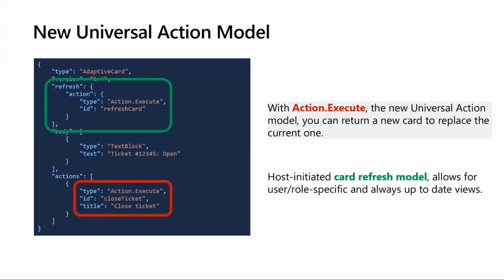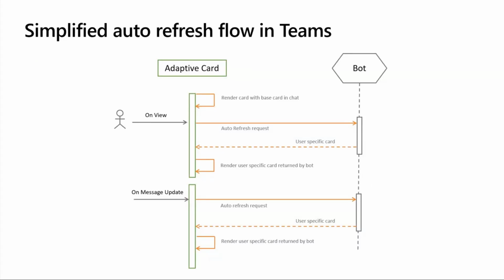So you can just mention those user IDs, and those users specifically would get a call to the bot when the card is rendered. And you then have the option to provide the user the updated card or a role-specific or a user-specific view. So this is how you create that context for your user. This is the auto refresh flow on Teams.